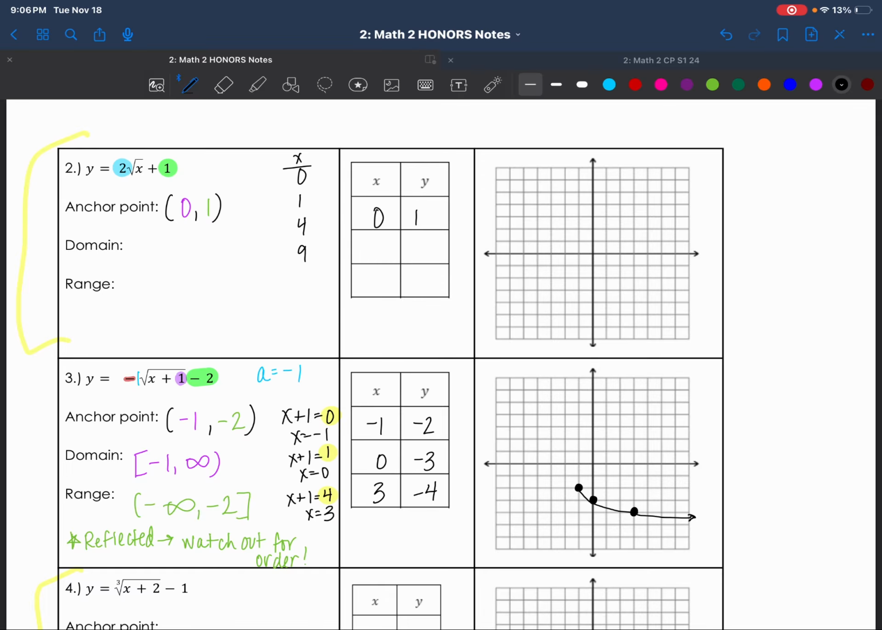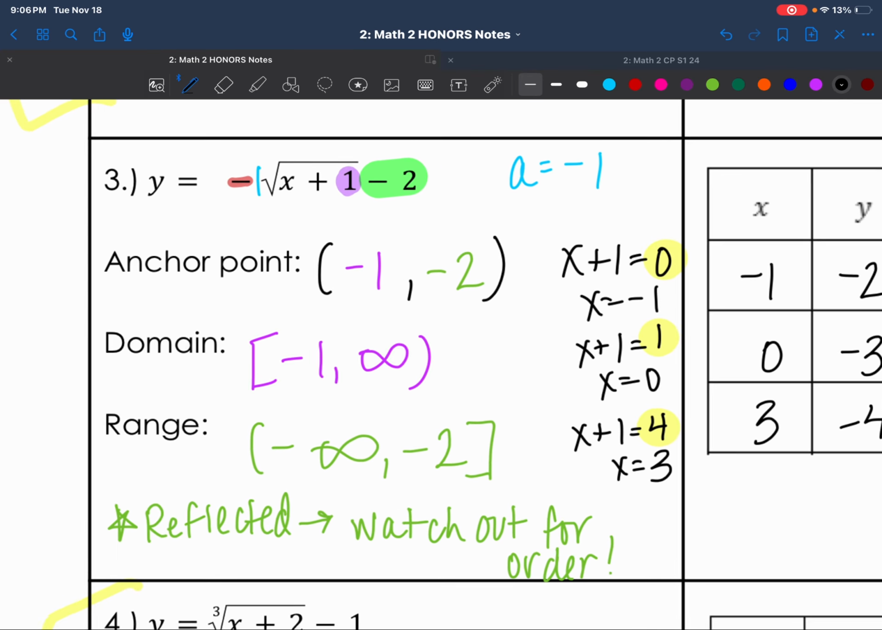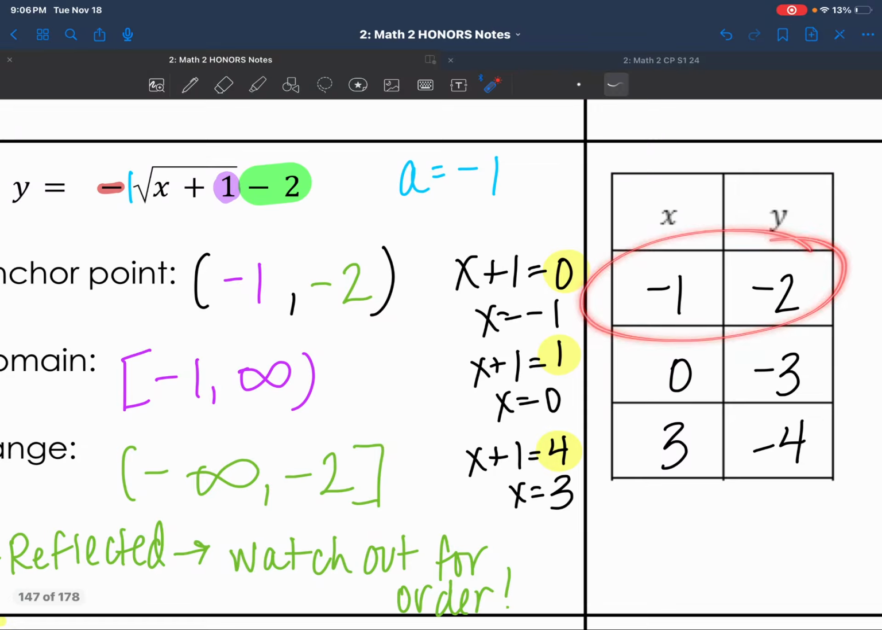And for number 3, I wanted to do this with you because there's a slight difference to it. If you notice, you've got a negative here. So a is -1. So you got to be careful because we're going to reflect it. But we do know our anchor point is where we're beginning. So that's going to be your first point on your table, and that's your first perfect square, which is 0. All right, so your second perfect square is 1. So we need to think, what do I need to get to be 1, which is a perfect square?